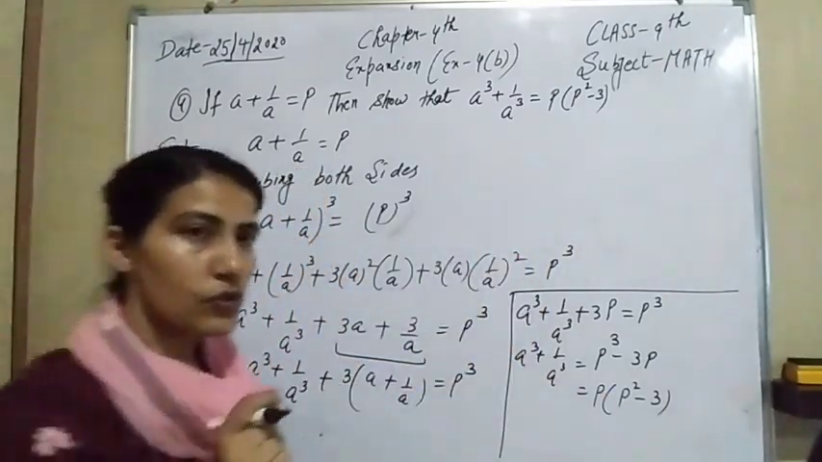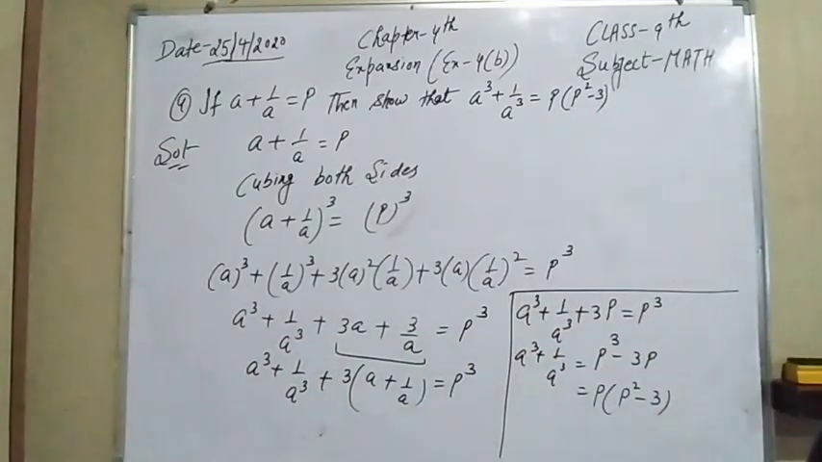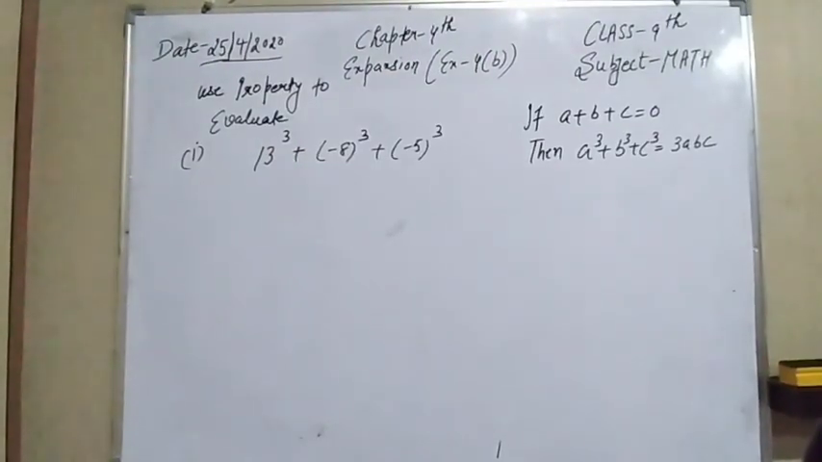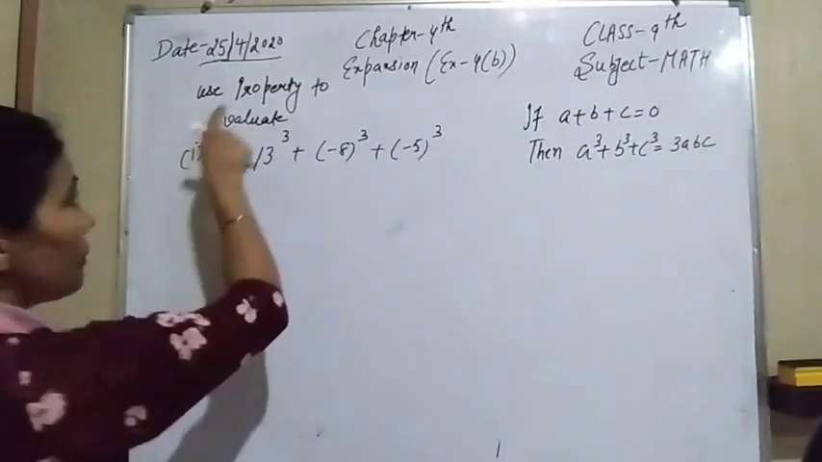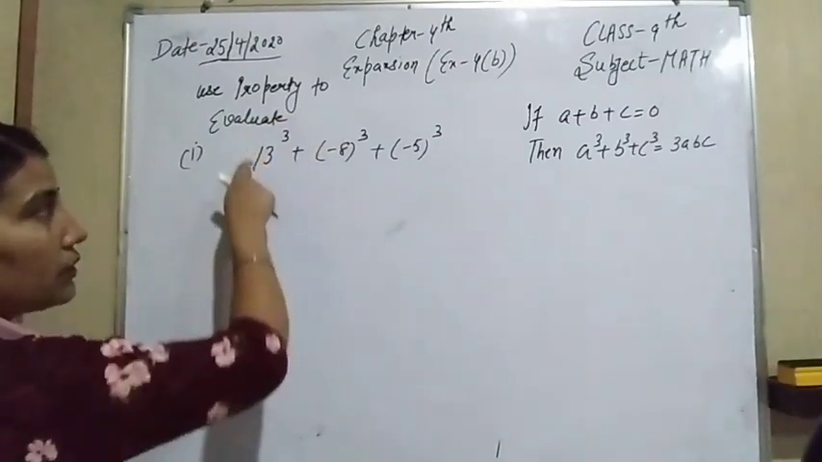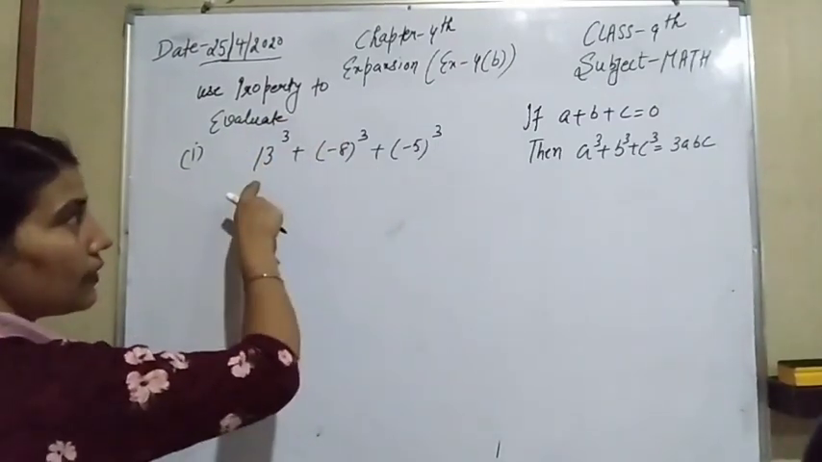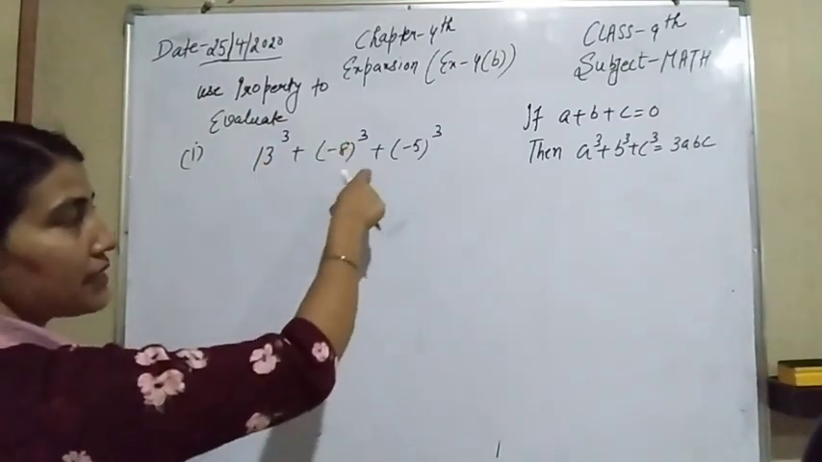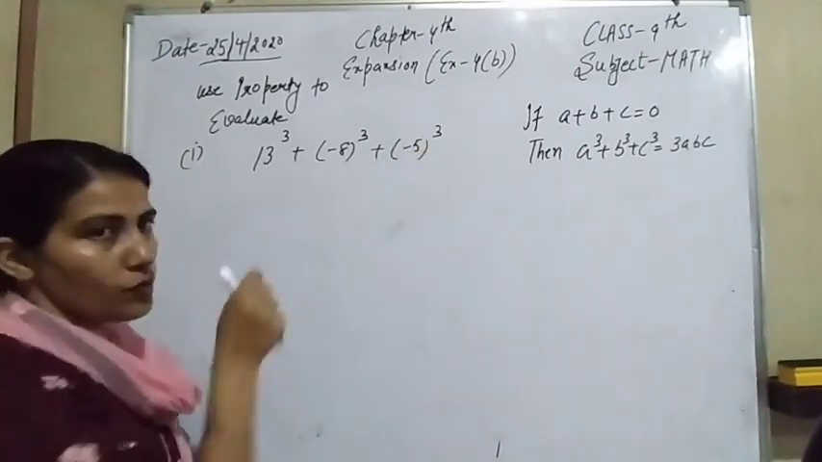Now come to the next question of this worksheet. Okay, now come to the next question of this worksheet. We have to use the property to evaluate the value of 13 cube plus minus 8 cube plus minus 5 cube. Now which identity is being used here?